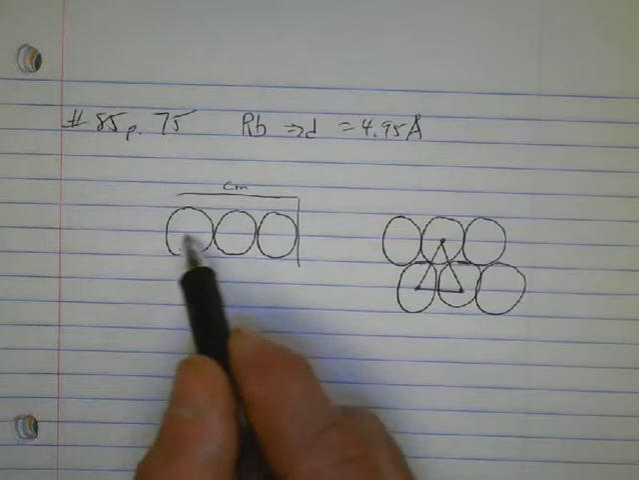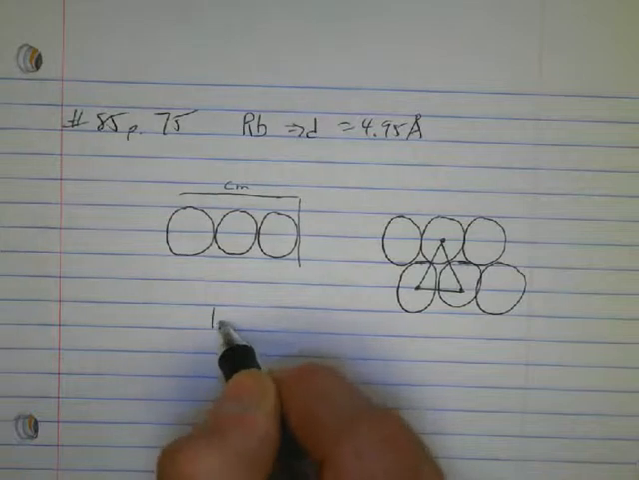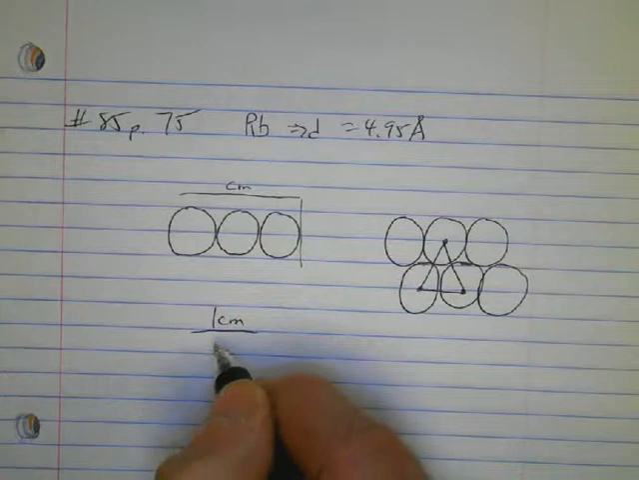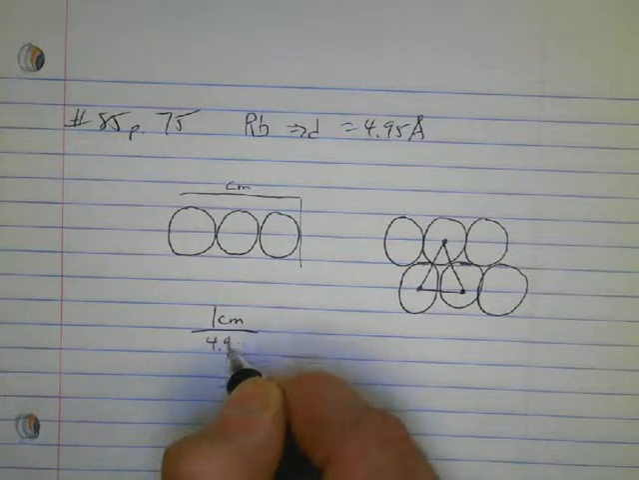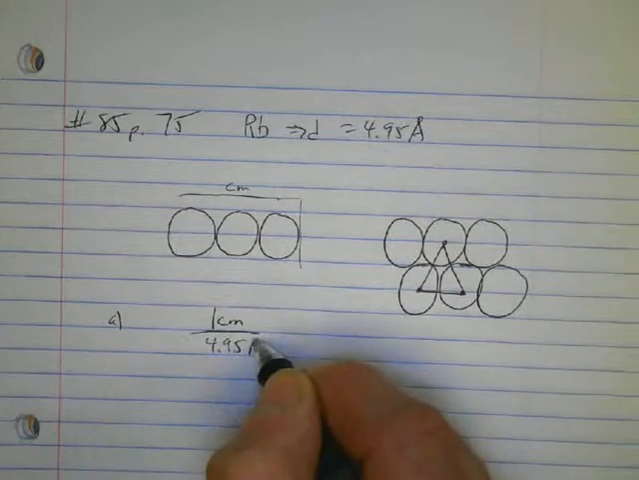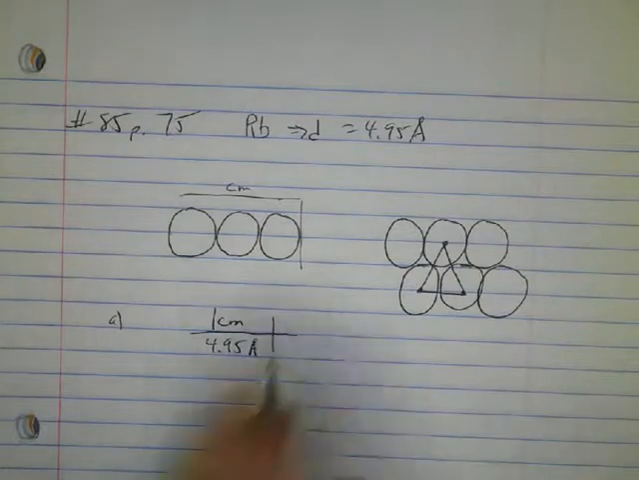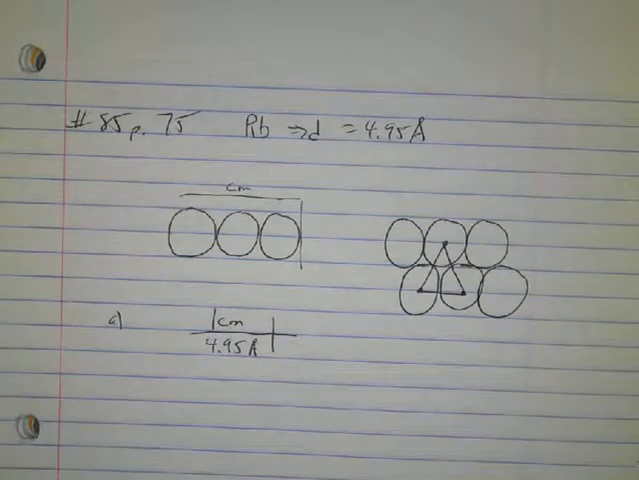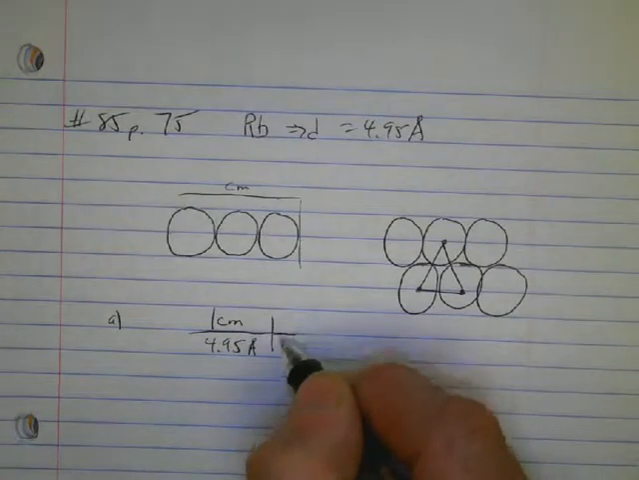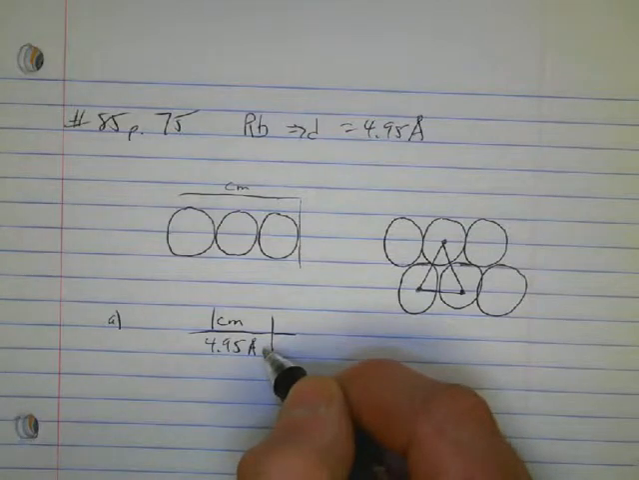The conversion we have to do is just understanding that an angstrom is 10 to the negative 10th meters. Well, that means that really an angstrom is 10 to the negative 8th centimeters. So I'm going to take 1 centimeter and divide it by 4.95 times 10 to the negative 8th centimeters. The centimeters will cancel and you'll get how many atoms there are.